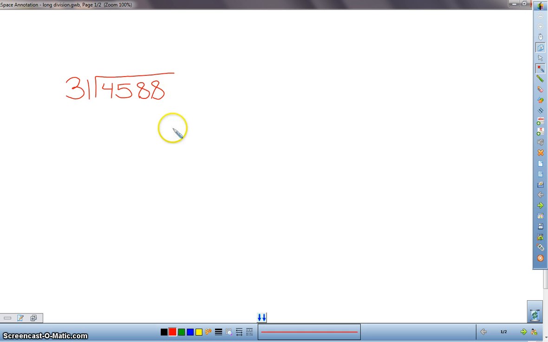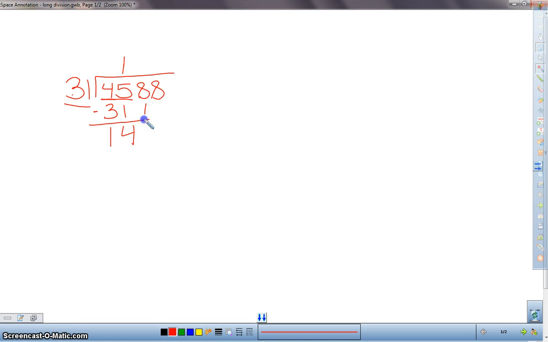But what you're trying to do, of course, is to figure out how many times 31 in this problem goes into 4,588. Okay, you're going to start with each digit. So does 31 go into 4? No, it doesn't. Move on. Does 31 go into 45? Yes, it does, one time. So 1 times 31 is 31, and that is what I'm subtracting from 45. And I get 14.